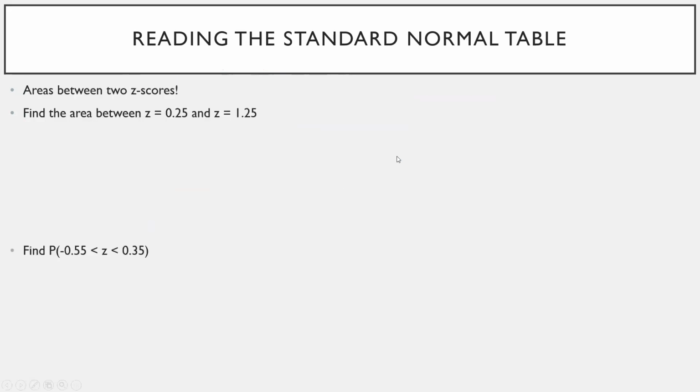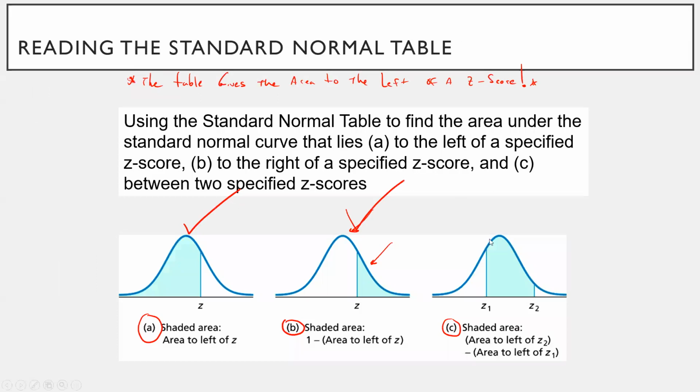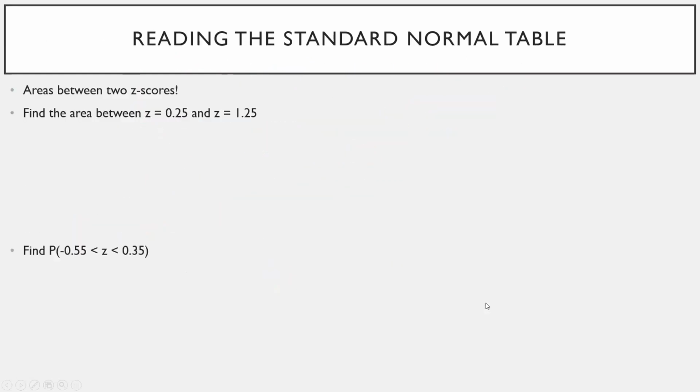I just want to do one example of this area between, and then I'm going to move on to the iPhone example question so you can see how to do an application problem. To find the area between two z-scores, you find the area to the left of the higher number and you subtract away the area to the left of the lower number. So let me show you that in practice.